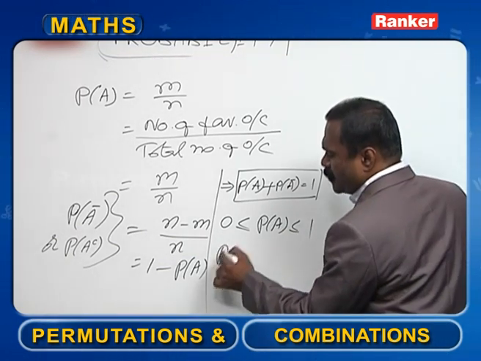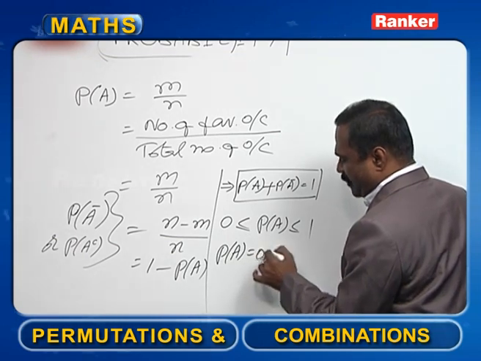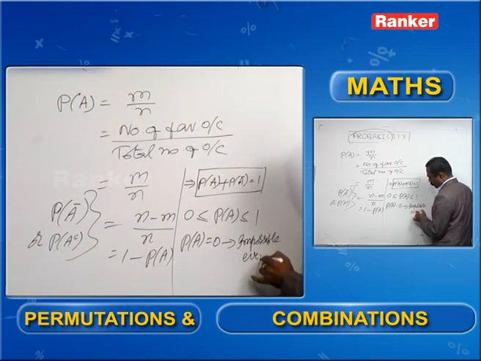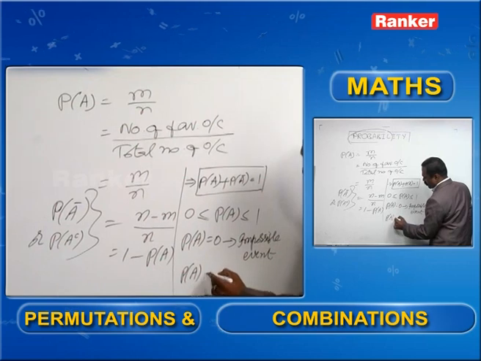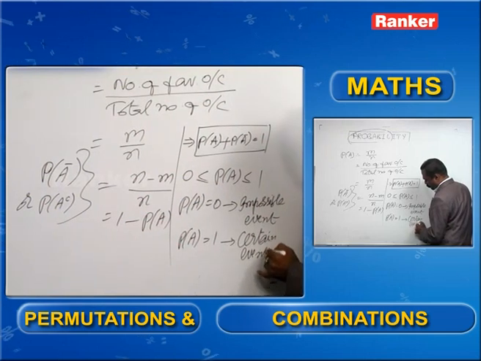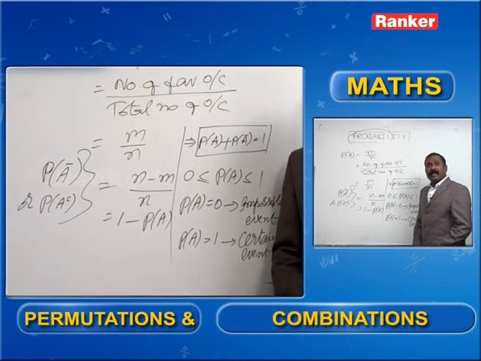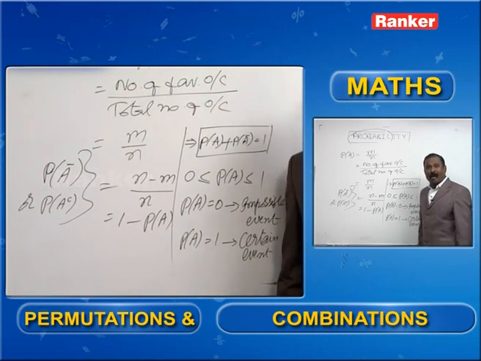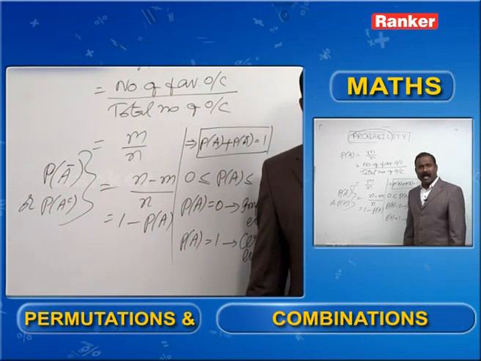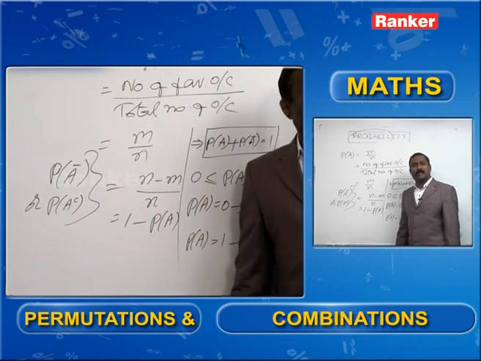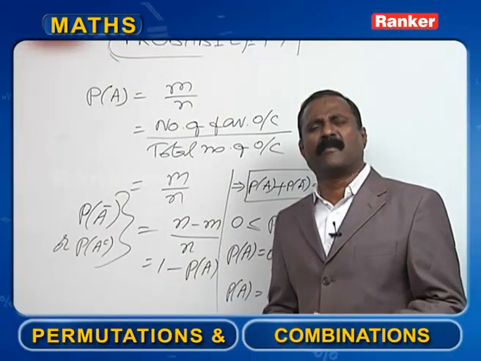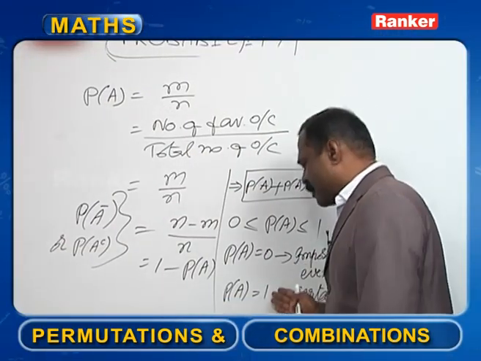Generally, P of A equal to 0 is termed the impossible event, and P of A equal to 1 is said to be a certain event. P of A equal to 0, an impossible event, means the event never occurs. P of A equal to 1 is a certain event, and we can frame problems in such a way that the probability is 0 or 1.